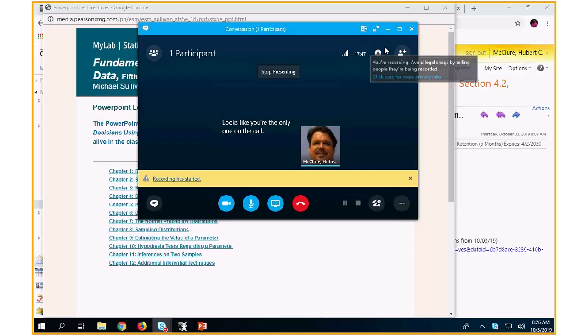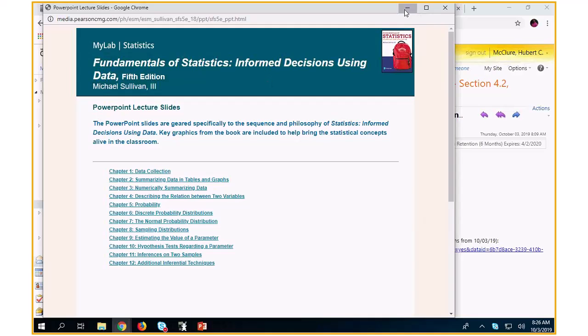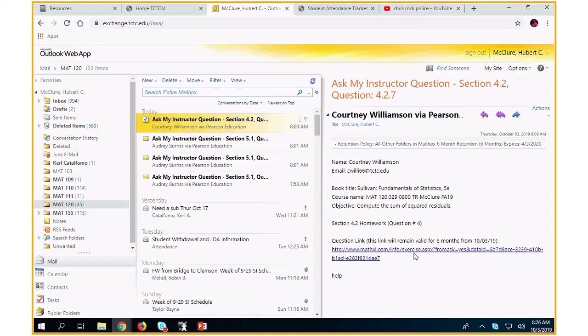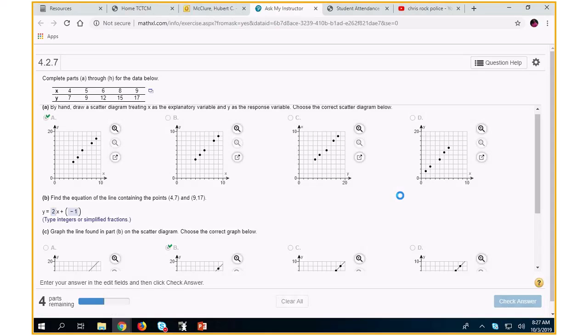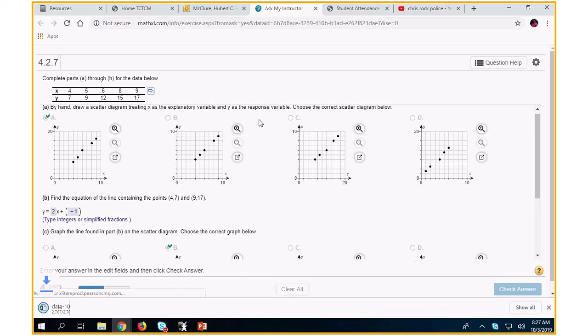Here we go. So let me pull up this question. This is 4.2, number 4. Okay, I don't know what they're asking for, but I'm just going to go right to the Excel spreadsheet, and then I'll do it on the calculator.